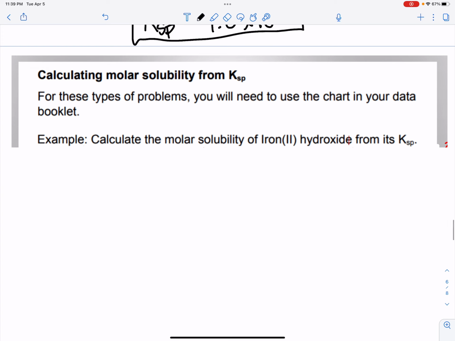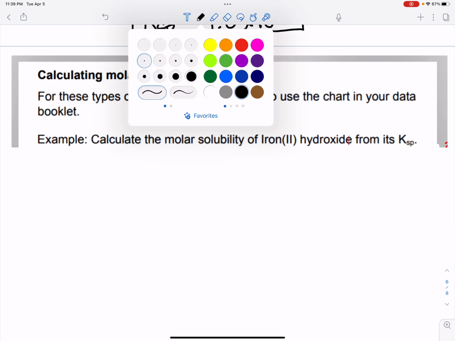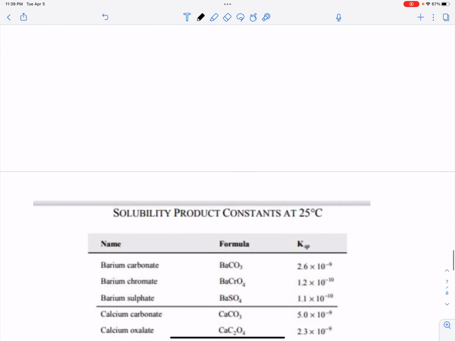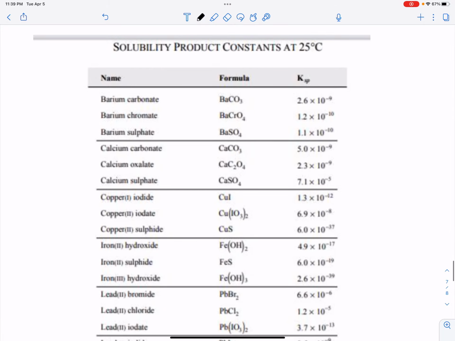Okay, in the next step, we're going to look at working backwards. This time we're going to calculate molar solubility when we're already given a KSP value. You'll notice that there is a nice new chart in your data booklet, an exciting day when we look at a new chart in our data booklet. It says solubility product constants at 25 degrees Celsius. The 25 degrees Celsius is important because equilibrium constants change if you change the temperature, and temperature is the only thing that will change that constant. So these are all for 25 degrees Celsius.